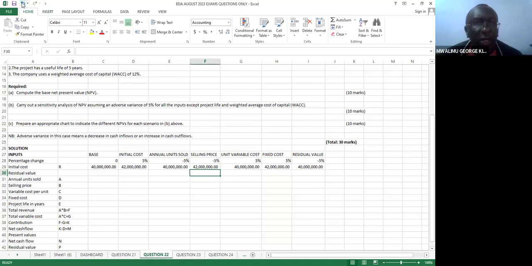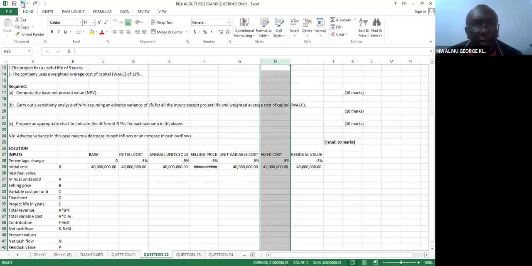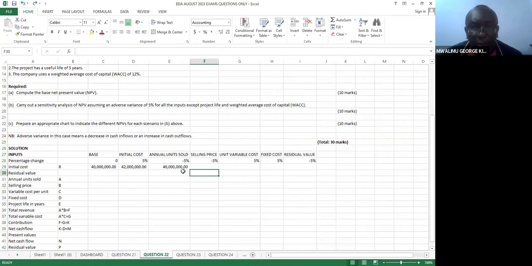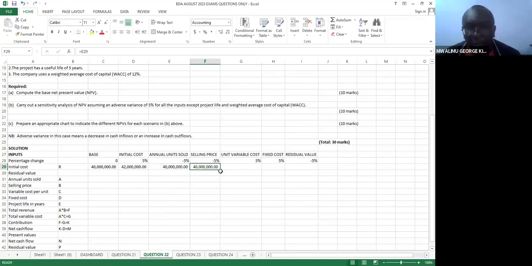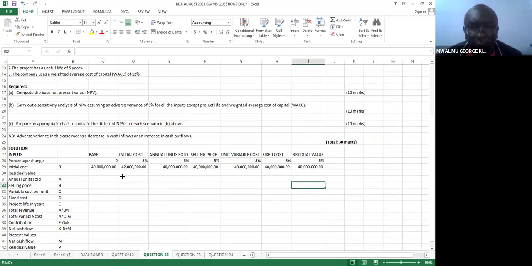Oh, sorry, that one has copied wrongly. I want to copy this formula. So this one is equal to this copy. Sorry, my mouse is misbehaving. So we copy here. Yeah, so that one is not changing.